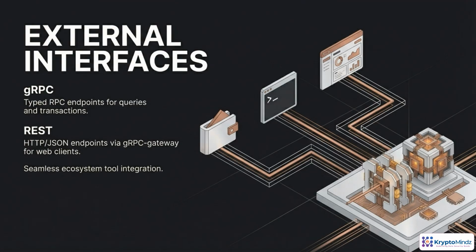Now that we've looked at the internals of a Cosmos SDK app, let's see how the outside world actually talks to your chain. In practice, you'll use two main external interfaces. gRPC gives you strongly typed RPC methods for queries and transactions, which is ideal for backend services and tooling. REST, usually exposed via a gRPC gateway, serves HTTP and JSON, which works well for wallets, dashboards, and browser-based clients.